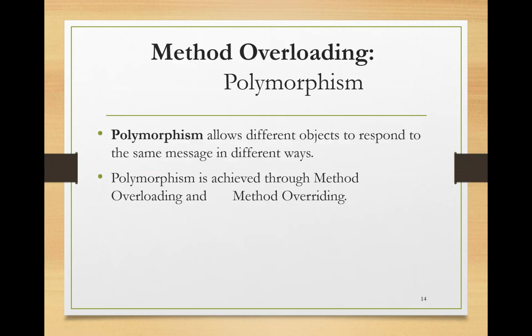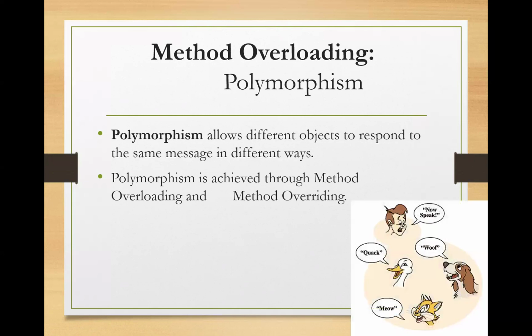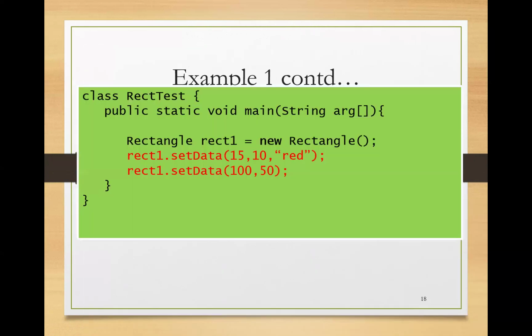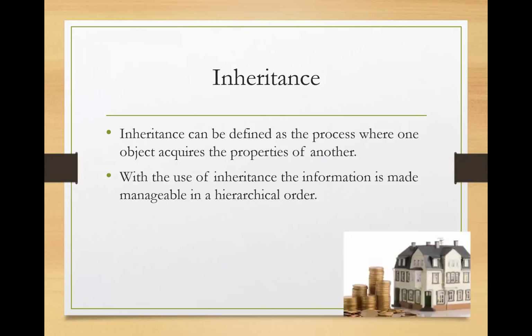And thereafter, we need to talk about method overloading and overriding. Polymorphism allows different objects to respond to the same message in different ways, and it can be achieved through overloading and overriding. We'll discuss what overloading and overriding are in a little while, and then we have discussed inheritance as well. Inheritance is the process where one object acquires the properties, that means fields and methods, of another.